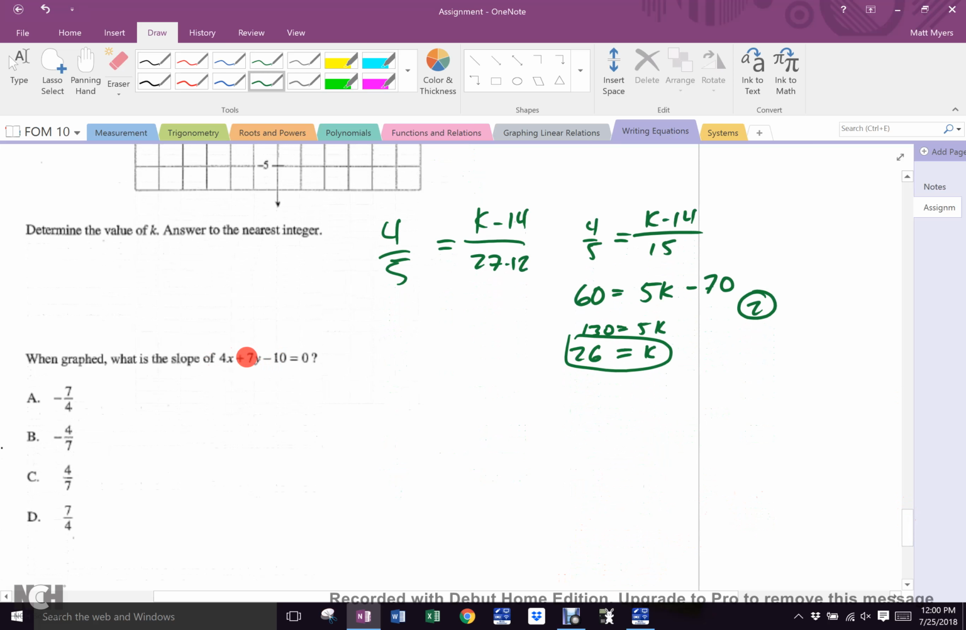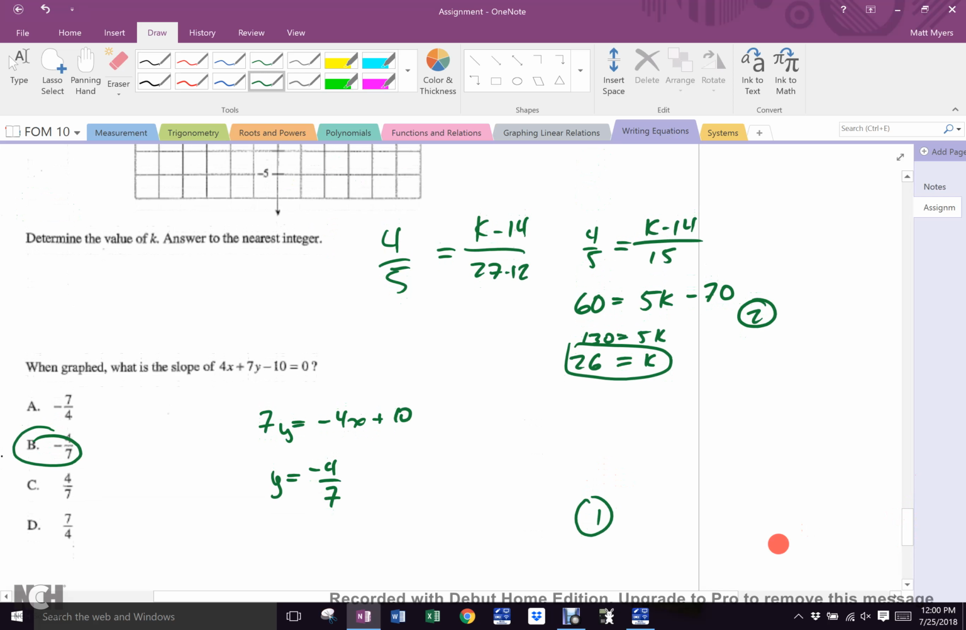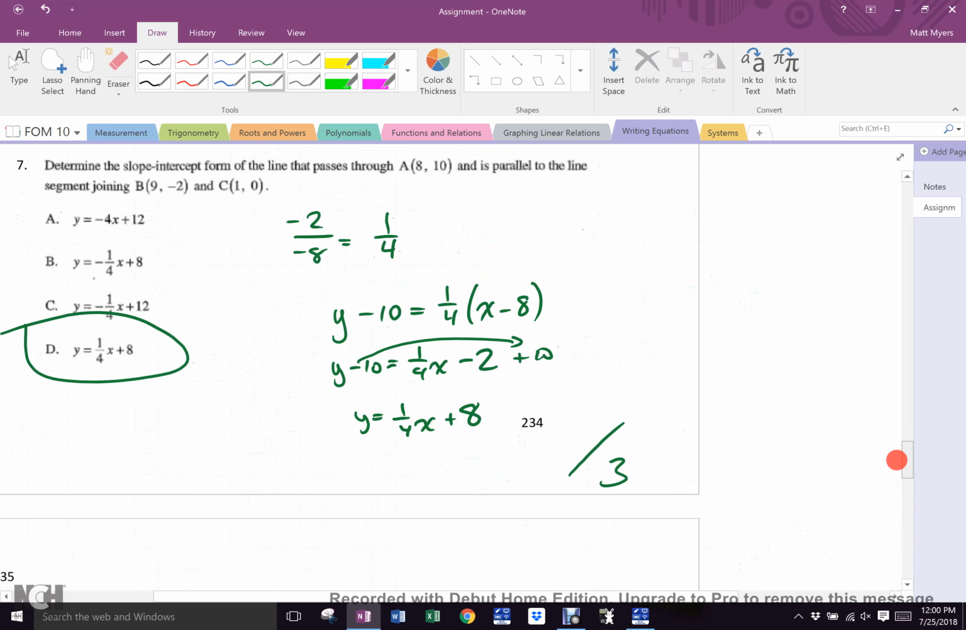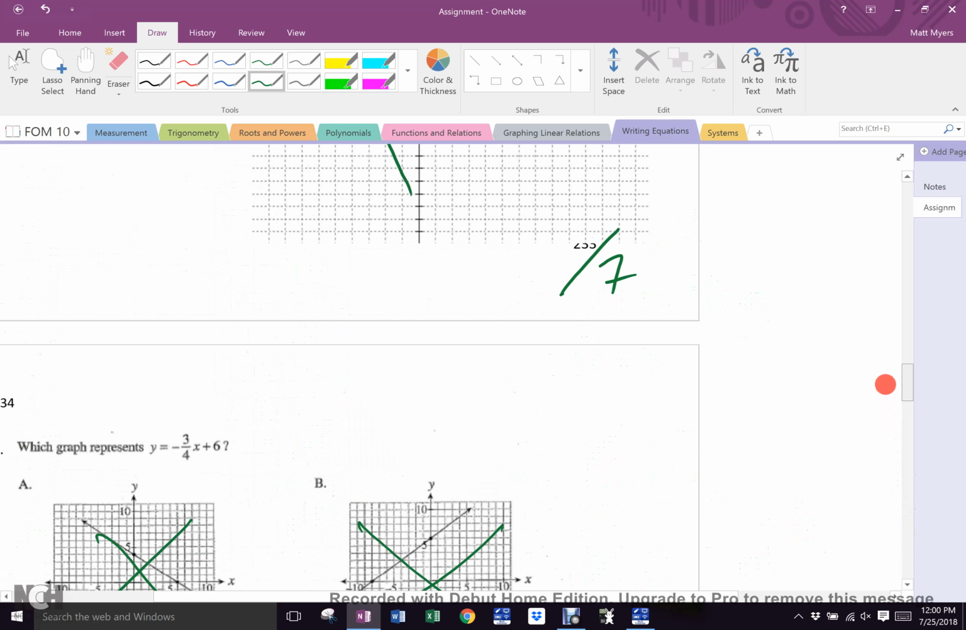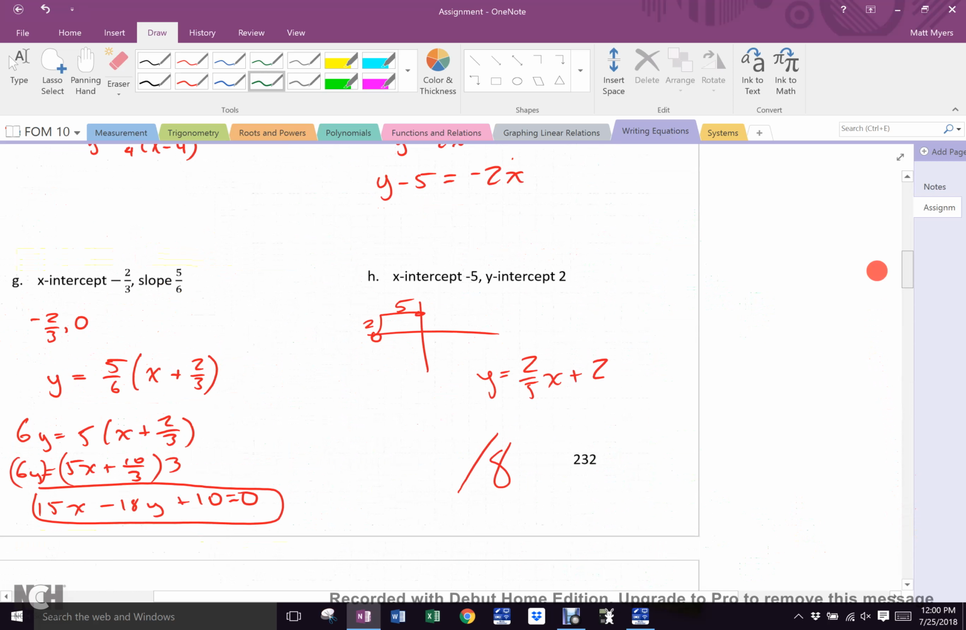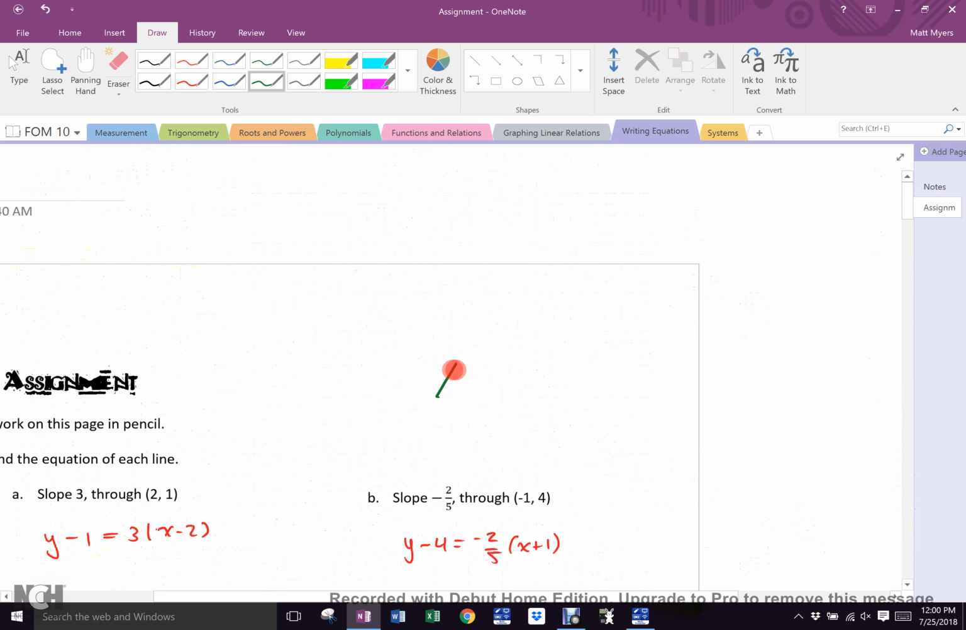What is the slope of this? 7y equals -4x plus 10. Divide by 7. y equals -4/7 x. B for 1 mark. And I think that's it. That page is out of 3. So the whole assignment is out of 3, and 3 is 6, and 7 is 13, and 8 is 21. I will get that from you soon.